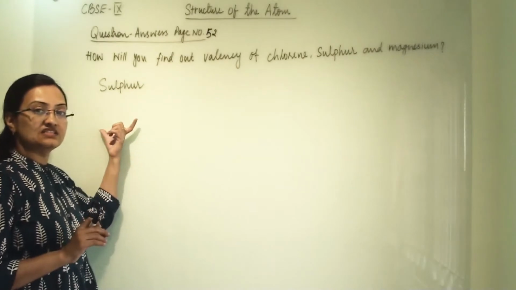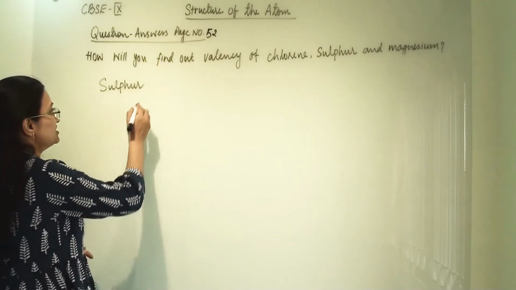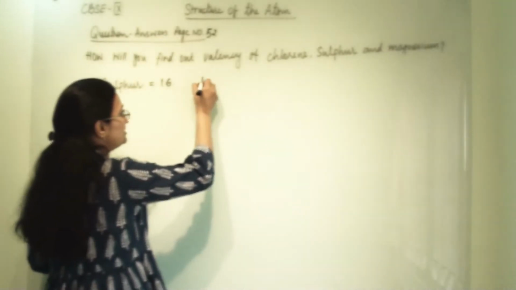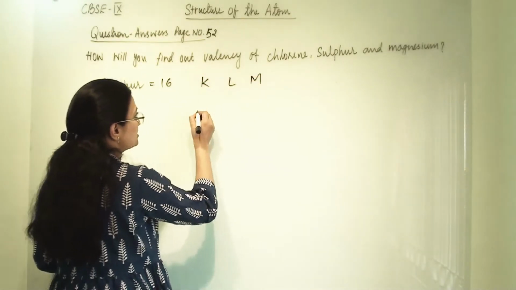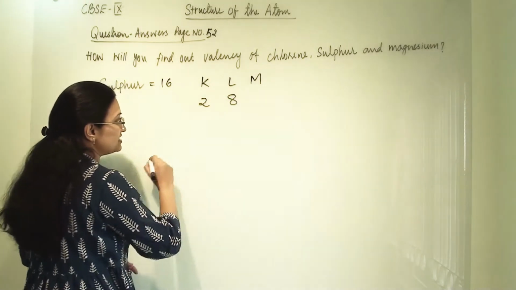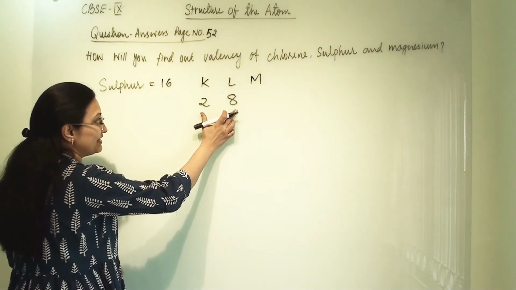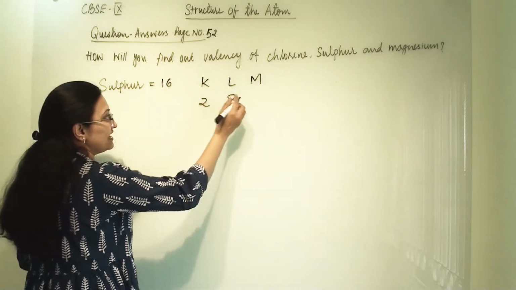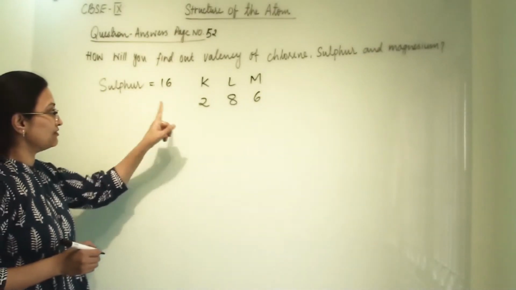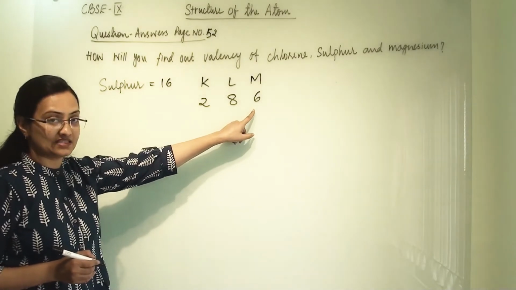Now let us discuss the valency of sulfur. Sulfur's atomic number is 16. So how will we distribute the electrons? First we will put here 2, then 8. So we have distributed 10 electrons. How many electrons are left? 6. So this will be the electronic configuration of sulfur, that is 2, 8 and 6.